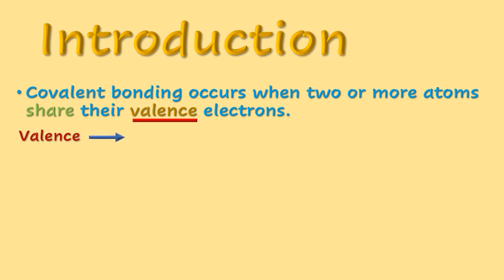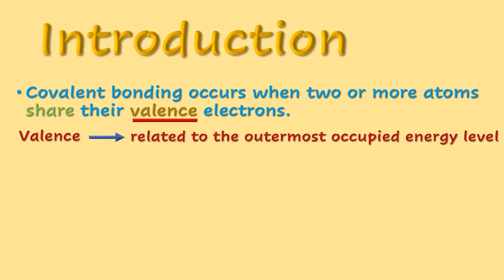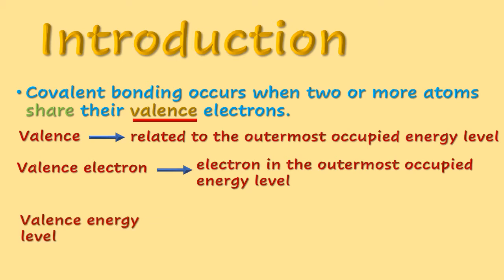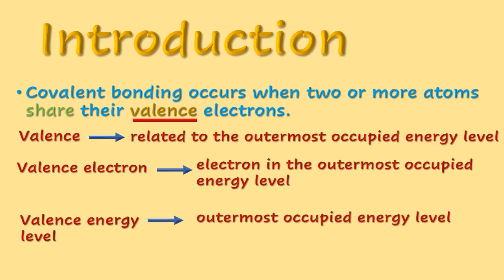Valence would mean that which has to do with the outermost occupied energy level. You will allow me to use wrong grammar in talking about outermost occupied energy level. I am doing so for the sake of emphasis. Valence electron, therefore, will mean an electron that is found in the outermost occupied energy level of the atom. Valence energy level would mean the outermost occupied energy level of an atom.